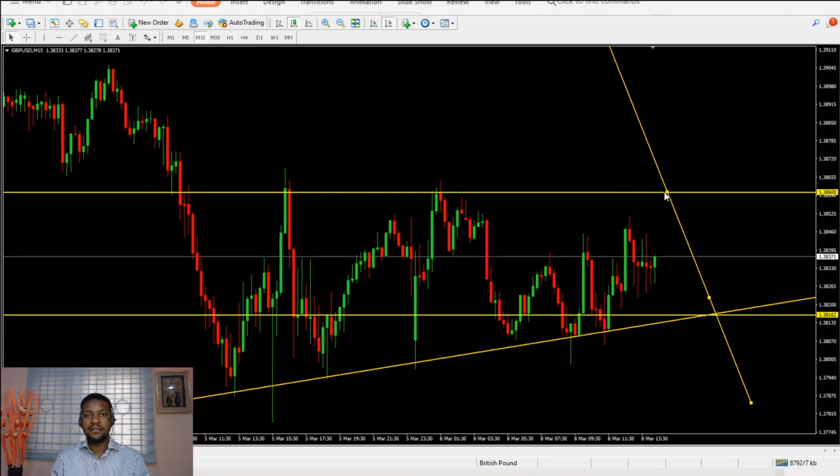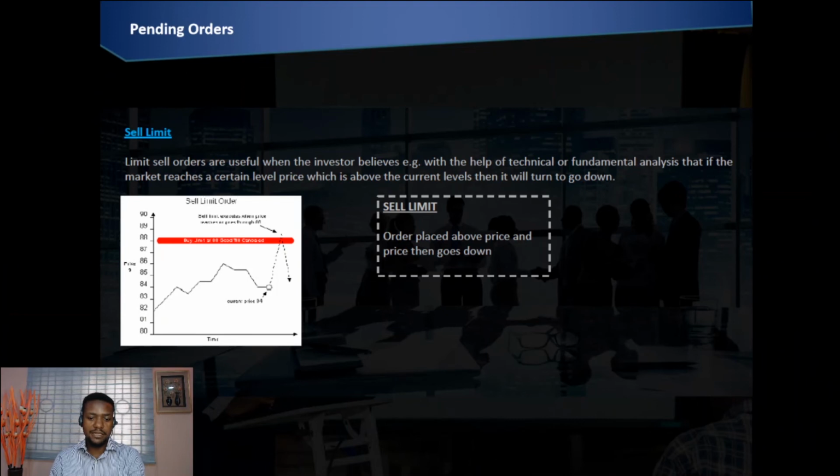So that is how buy limit, sell limit, buy stop, sell stop works. They are all pending orders. So let's move to the next.